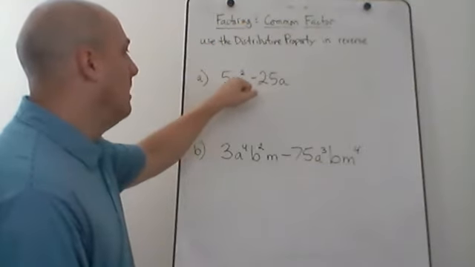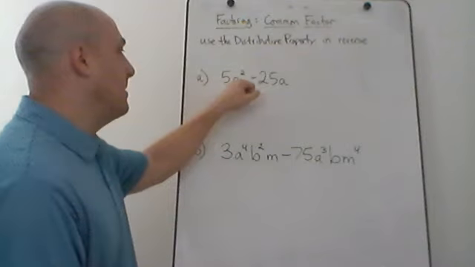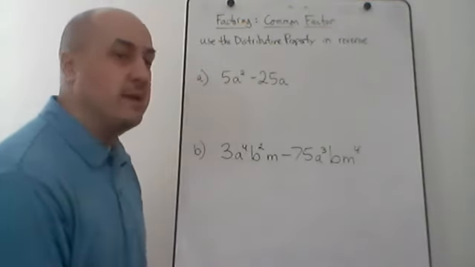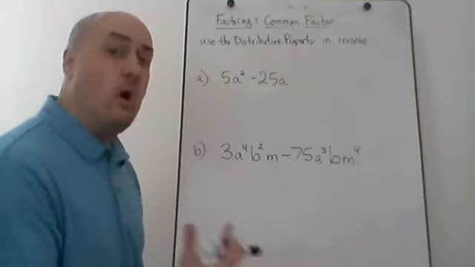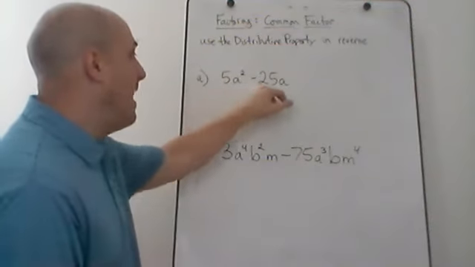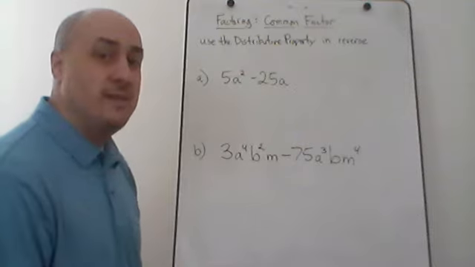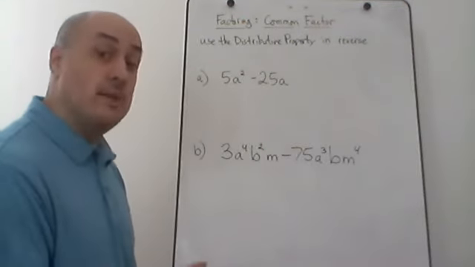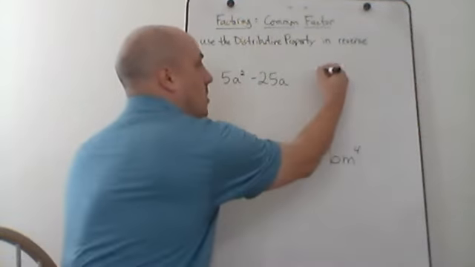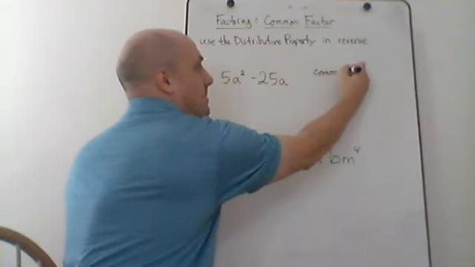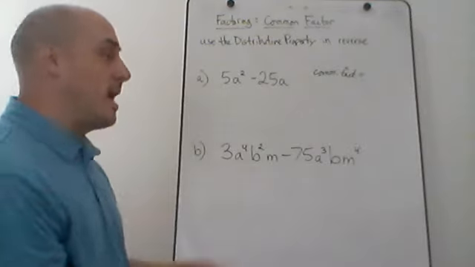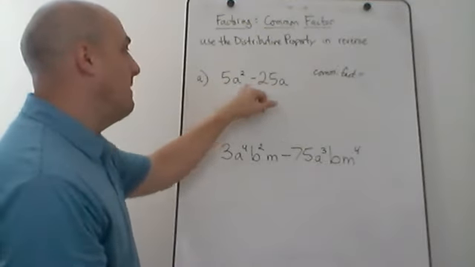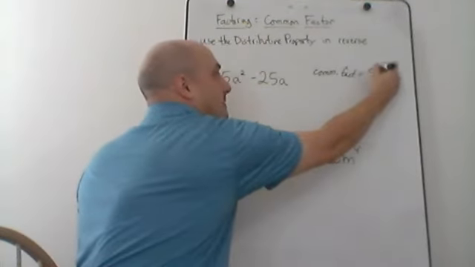So I look for what these two terms, the 5a squared and the 25a, have in common. When we have numbers and variables, we have to look at all of those things. First look at the numbers. I have a 5 and a 25. Do those two have any common factors? They do, they both have a factor of 5. I'm going to write down the common factor on the side, though this is not something you have to do. So my 5 and my 25 have a common factor of 5.